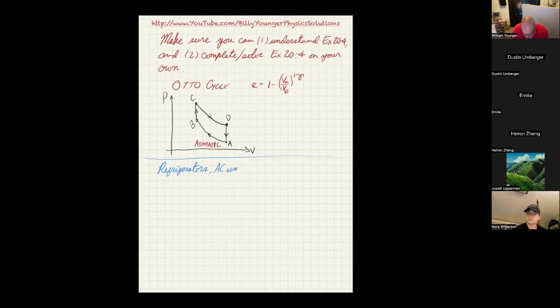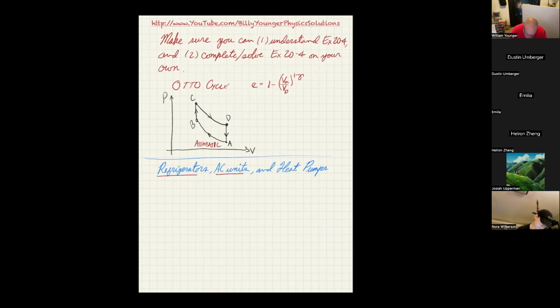AC units, and I'm meaning the actual air conditioning unit, not the unit of air conditioning, AC units, and heat pumps. They have something called the coefficient of performance. So let's start off with the first two. I'm going to reiterate that by just underlining them in red.